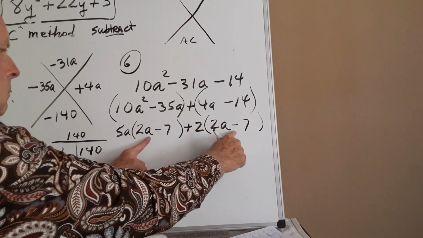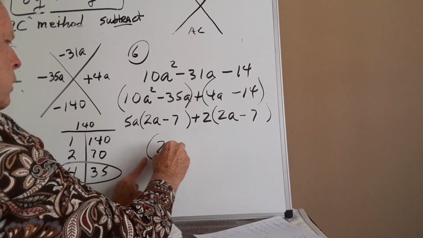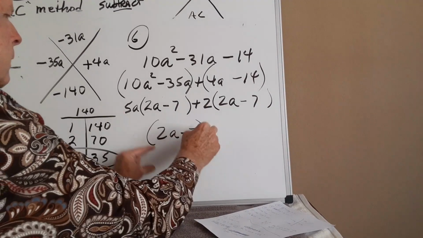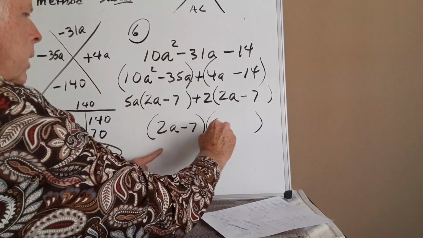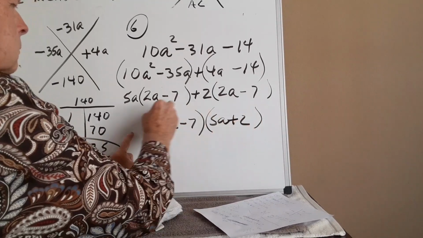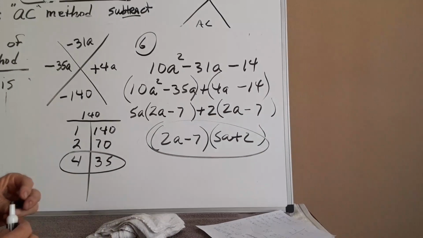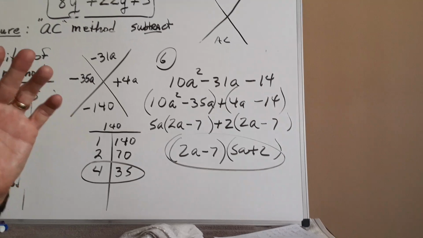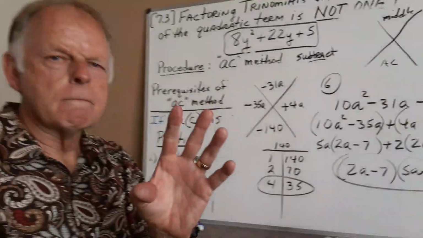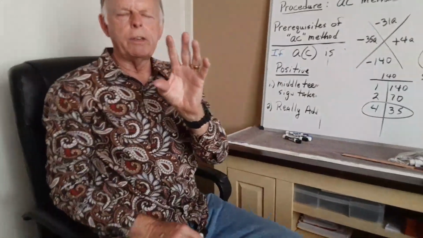There's our winner. Write down that common binomial factor. And the turkey and the gravy. We have our factors.